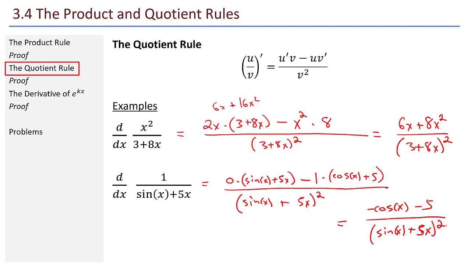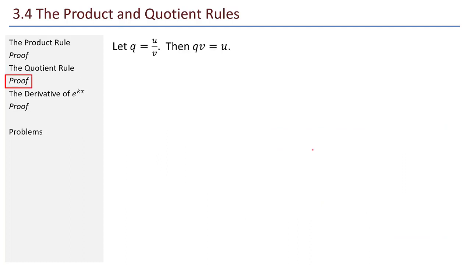Now, the proof for the quotient rule is not too bad. I don't have to go down to the definition of the derivative like I did for the product rule. In fact, I can use the product rule to prove the quotient rule. Let's go. Let q of x equal u over v, then q times v equals u. So you have multiplied both sides by v, and now I can take the derivative of both sides and use the product rule. So that'll be the first thing I do, take the derivative of both sides. So q prime v plus q v prime equals u prime.